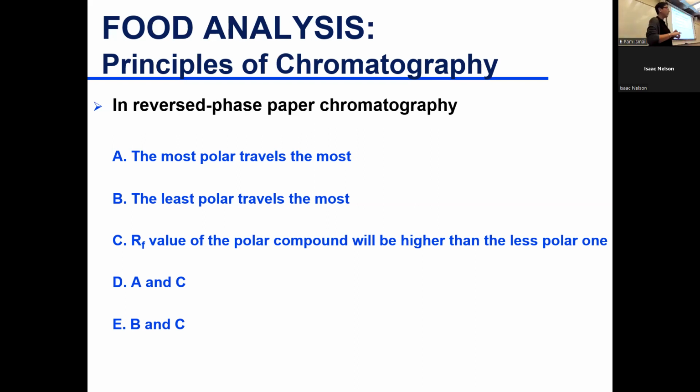So the most polar travels the most with water. If it's reverse phase, then your mobile phase is polar, so the polar compound travels the most. The RF value will be higher because it travels the most. So you will have more distance covered than the less polar one.